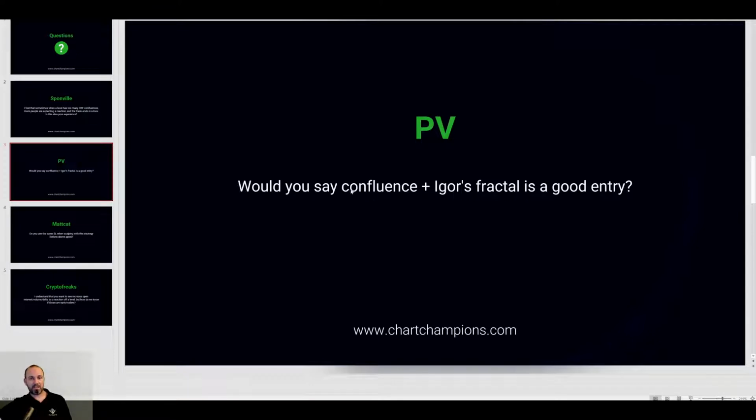What would you say, is Confluence Igor's fractal a good entry? I cannot answer this question because, unfortunately, I didn't have time to properly check the stream and properly test it. So at this point in time, I'm not able to answer this question. But from previous experience and knowing Igor, I would say definitely, if he is using it, then it can be used. But to give you a proper answer, I need to test that. So maybe in the future I can answer this question.